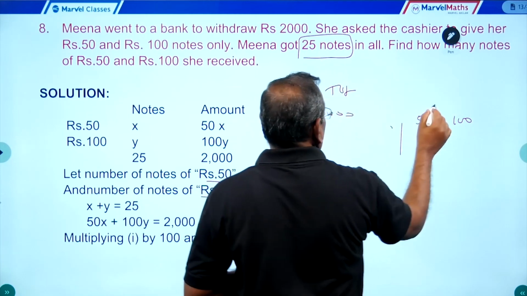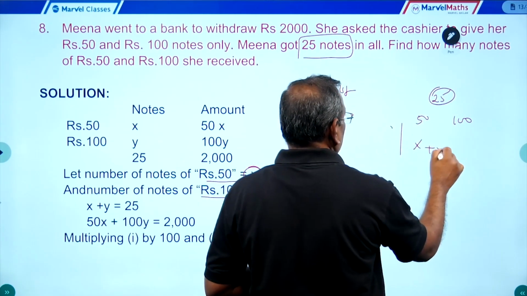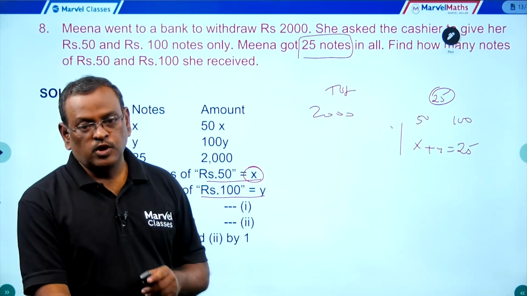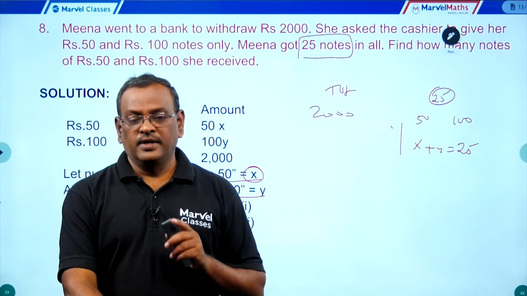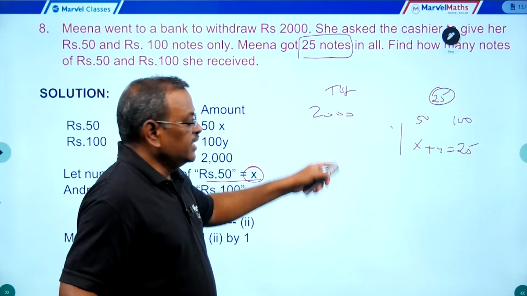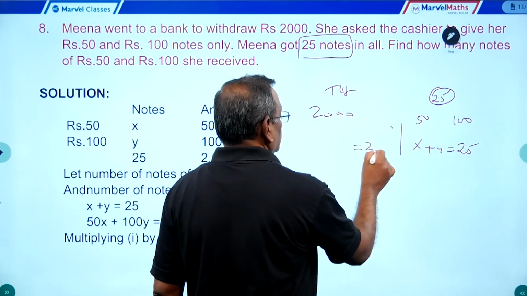So what is the first condition? She got 25 notes, so you have to write x plus y equal to 25. This is the first linear equation. Total number of notes she received is 25. This is a linear equation with respect to the number of notes, and next a linear equation with respect to amount. How to calculate that amount? The total amount received is 2000 rupees.